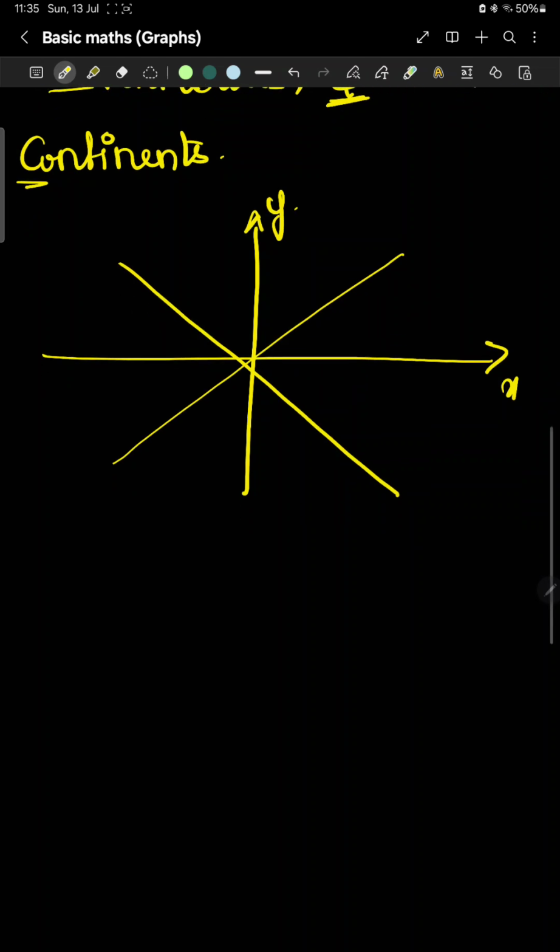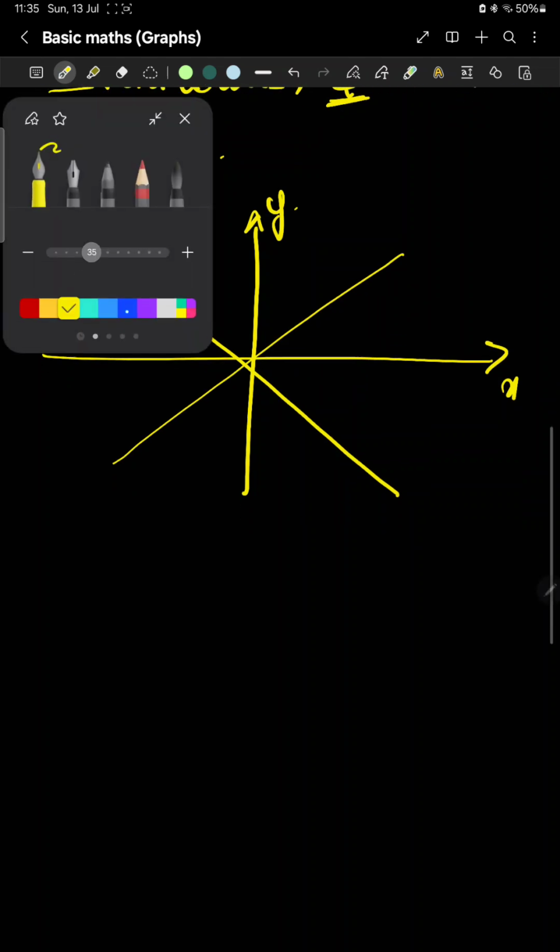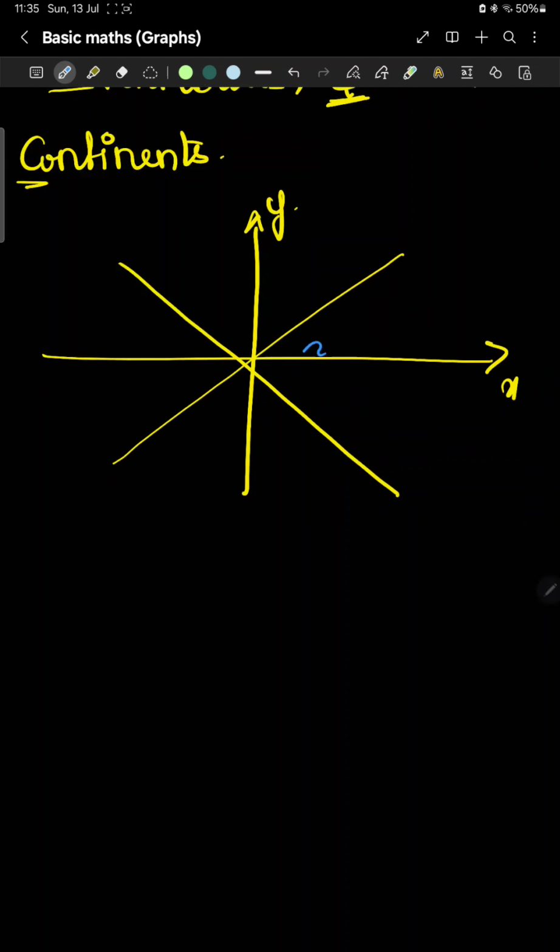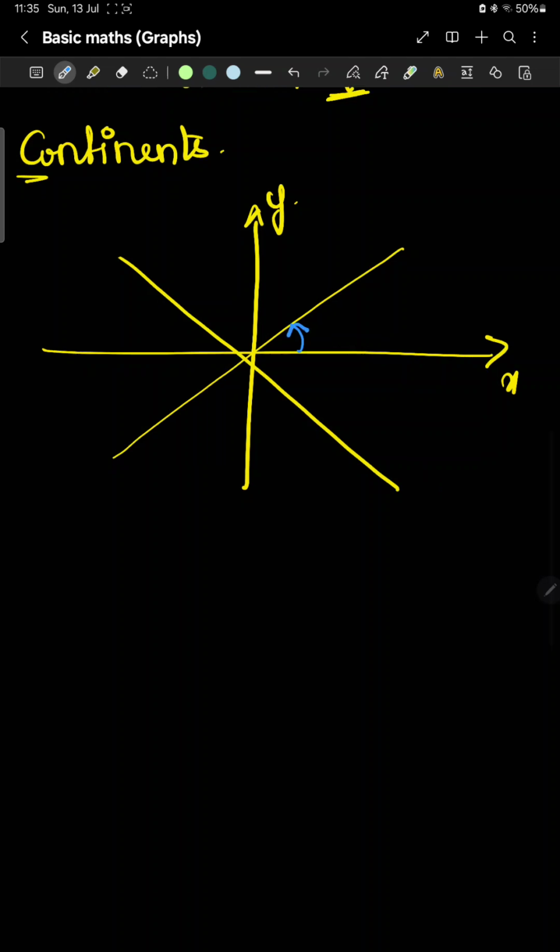So when I consider, see here, the angle should always be calculated with respect to the positive x-axis. So if I calculate the angle here, it will be this. Consider that as theta 1. But if I want to calculate the angle made by this line, from here, if I calculate this, it will be the angle theta 2.